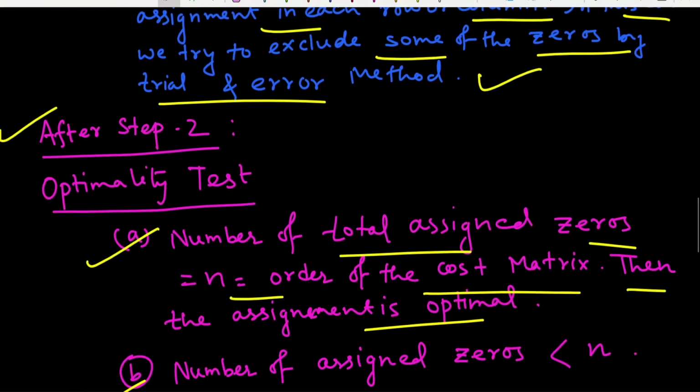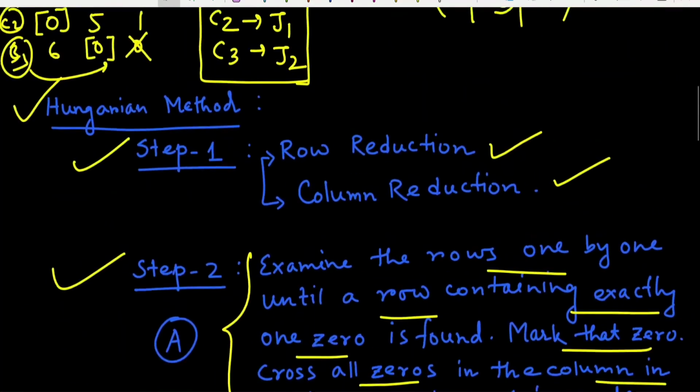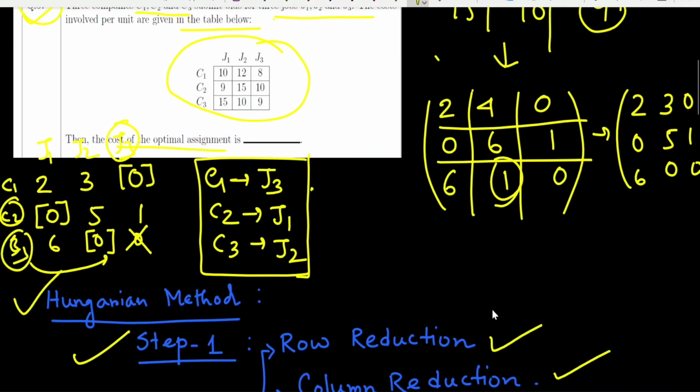Here the optimality condition holds since the total number of assigned zeros is equal to n, the order of the matrix. Here our total assignment is 3 and the order of the cost matrix is 3 by 3. So the optimality condition is also satisfied.